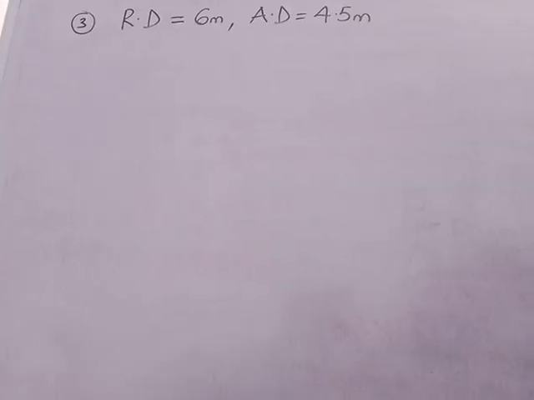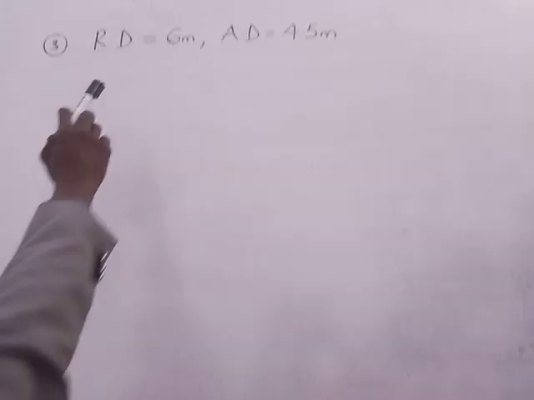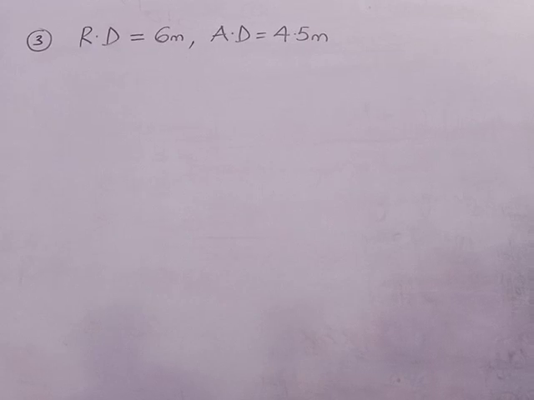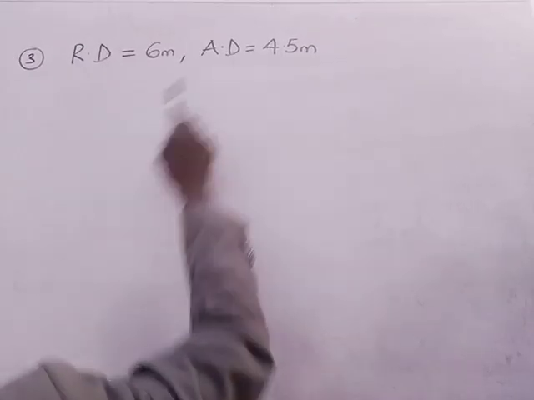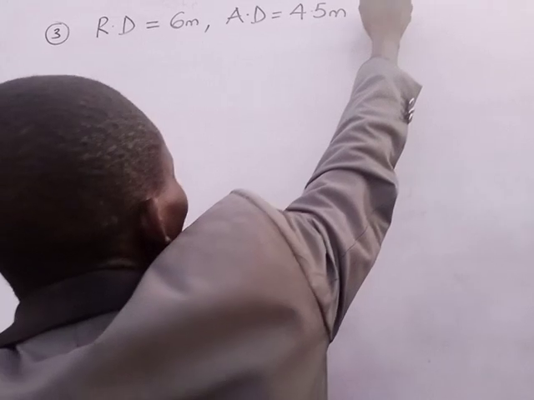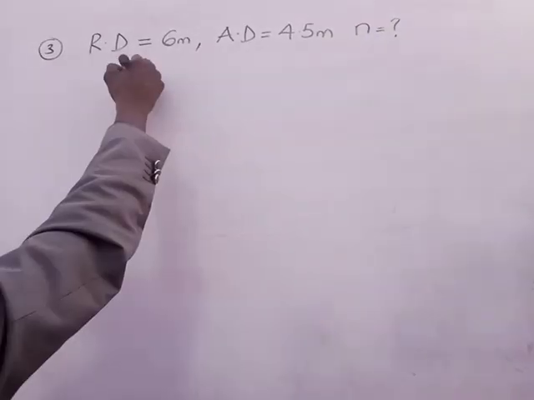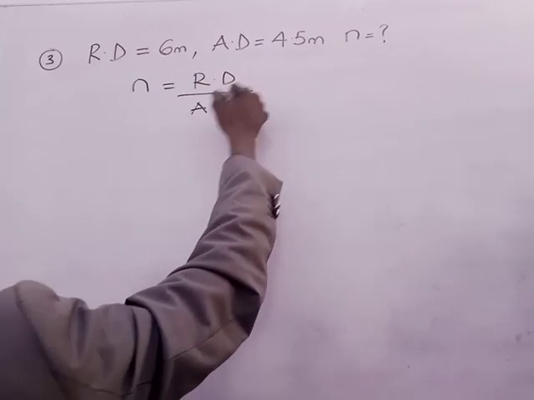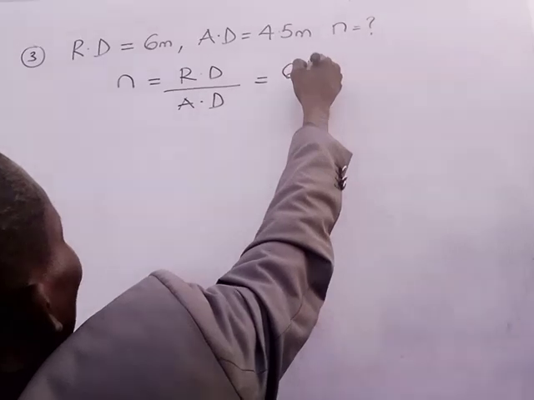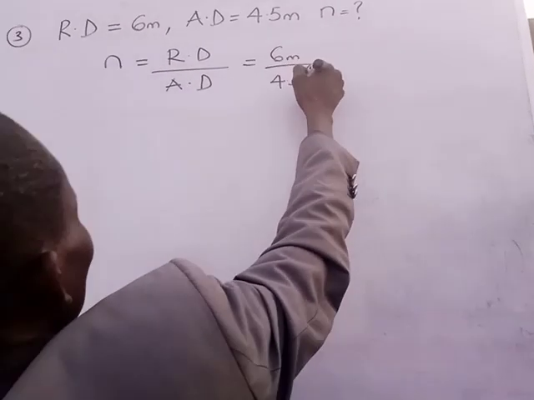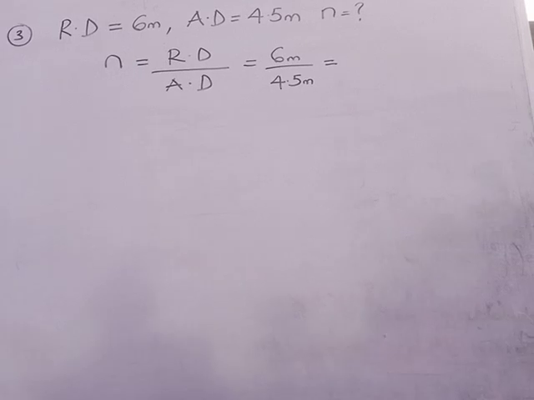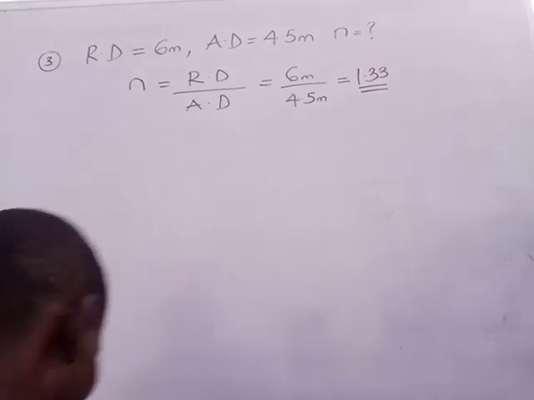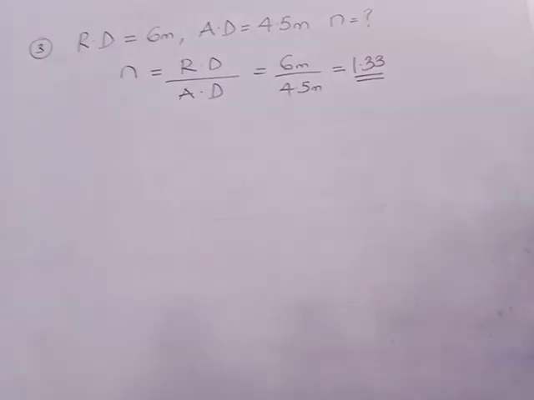Let's do it. All right, so the first thing, the real depth has been given to be 6 meters. The real depth of a pond is 6 meters and its apparent depth is 4.5 meters. We have to calculate the refractive index. Refractive index, we don't know. But you know refractive index is real depth all over apparent depth. So the real depth is 6 meters over apparent depth, 4.5 meters. So if you do well to check this, that will be 1.33.